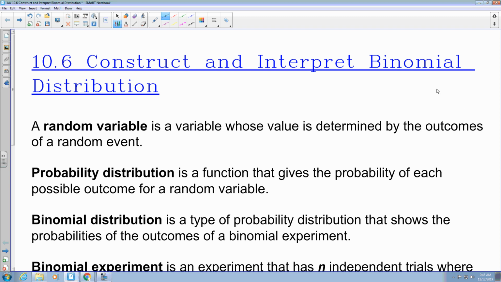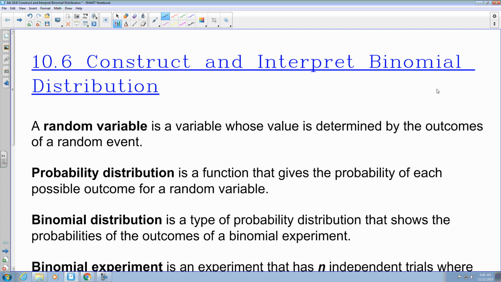All right, we're in section 10.6 where we're going to construct and interpret binomial distributions. So we have some terms on this first page that we're going to take a look at. Basically, these terms are going to help us dive into whatever problems we are going to encounter for this particular section. So the first one talks about a random variable.